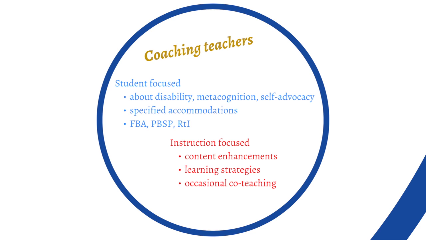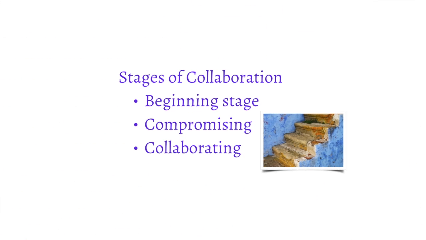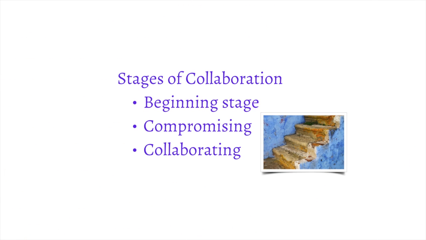No matter which model of special education service is used, when special educator and general educator teams are formed, they go through some stages of collaboration, starting at the beginning where they're uncomfortable with each other and cautious in the feedback they give each other, working through compromising where they take some risks and try out some ideas that the other teacher encourages, and eventually they get to the collaborating stage where they're actually working as partners with each other. The research shows that it takes about 3 years to get to the collaborating stage on a consistent basis.